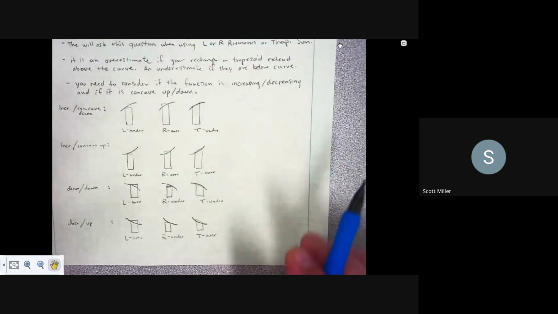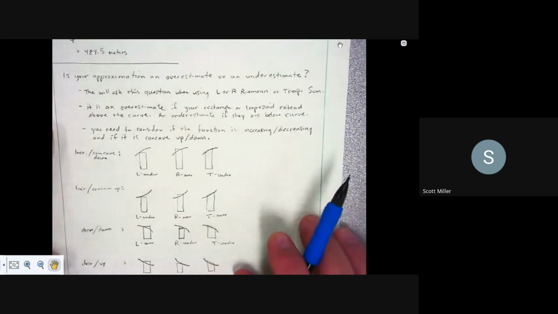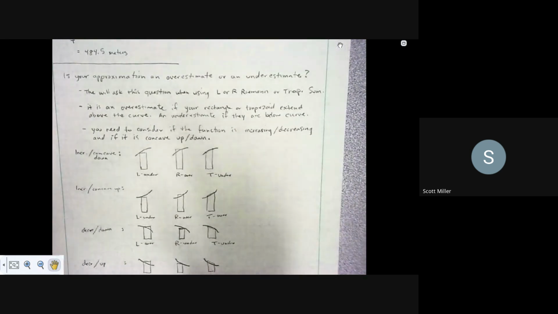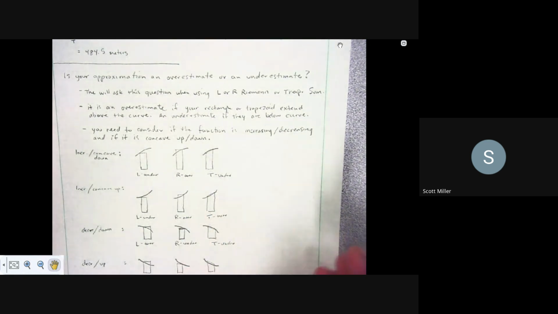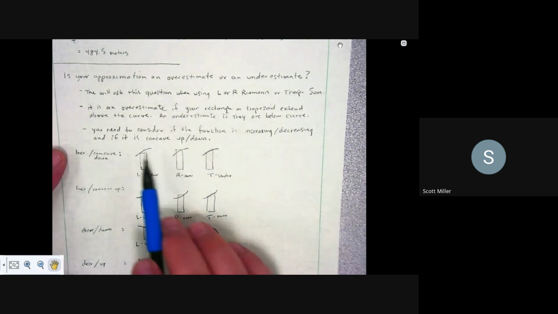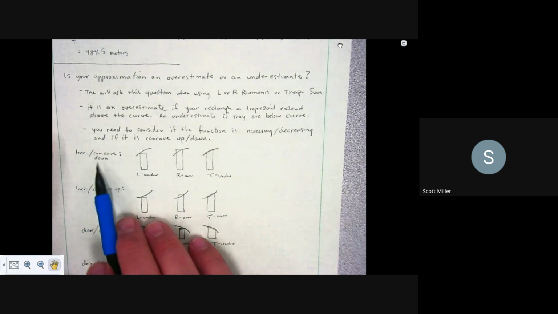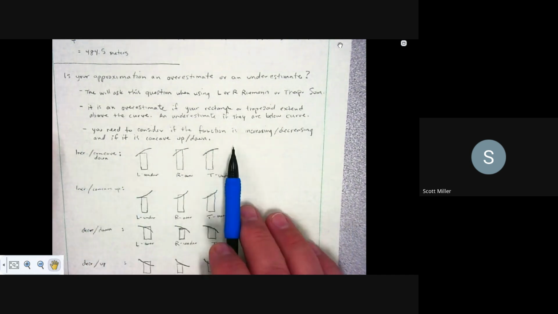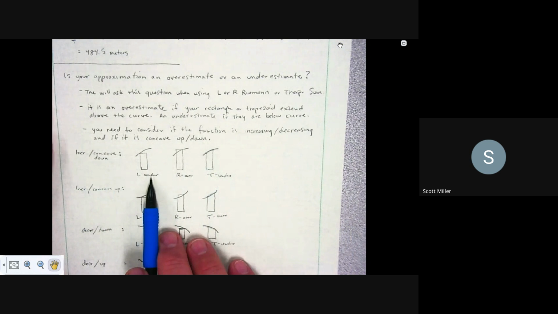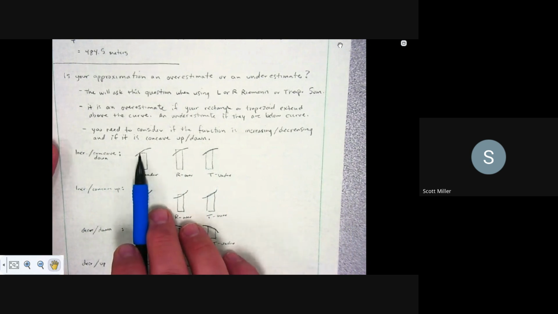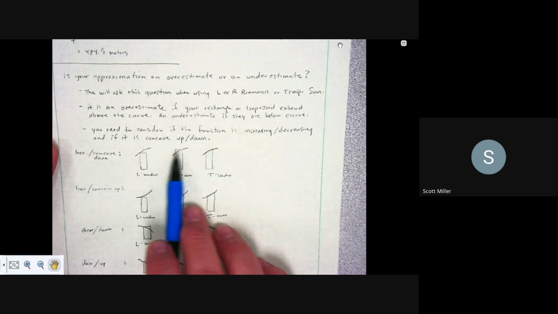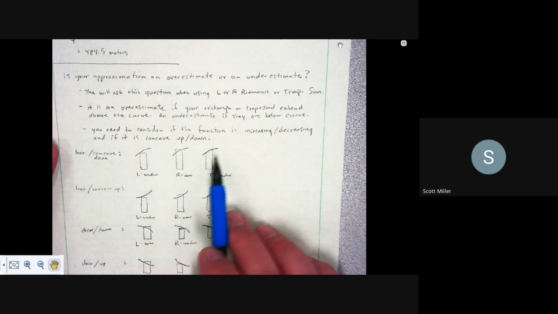Another question they're going to ask you about is to tell me if I have an overestimate or an underestimate. And this is just basically look at the picture that you have, okay? It depends on the shape of the curve and which pieces, parts you're going to cover. So don't try and memorize it, just understand the nature, how to determine it. So if I have an increasing concave down curve, as you see right here, a left Riemann sum is going to be an underestimate, but a right is going to be an overestimate. And the trapezoidal will be an underestimate.